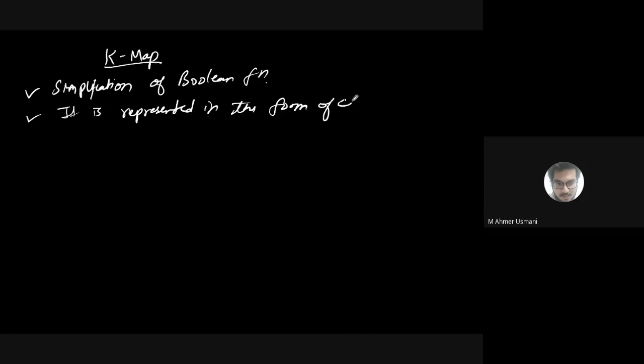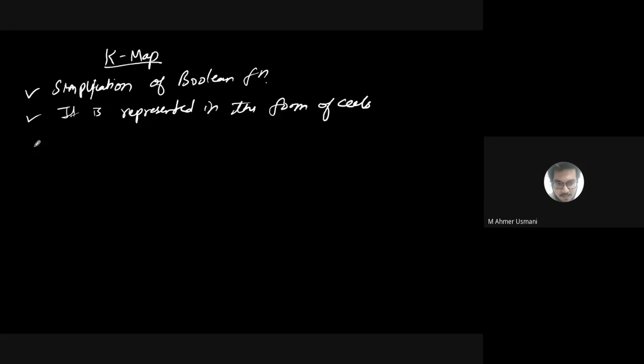What is a K-map? We need to define that. K-map is nothing but a method that is used for simplification of a Boolean function. That is the first purpose. Secondly, it is represented in the form of cells. That is how we represent it.